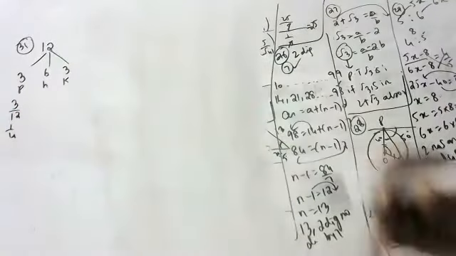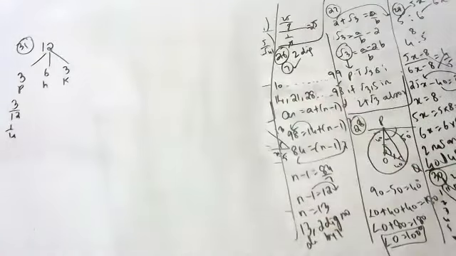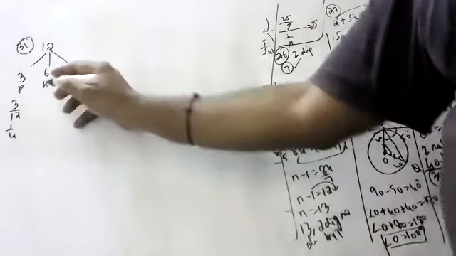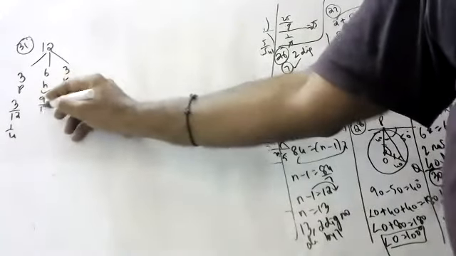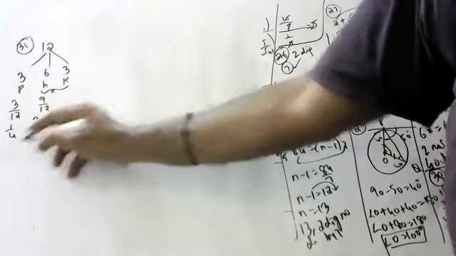3 by 12, that is 1 by 4. Extremely kind or honest: 9 by 12, that is 3 by 4. Okay, children, that's it.